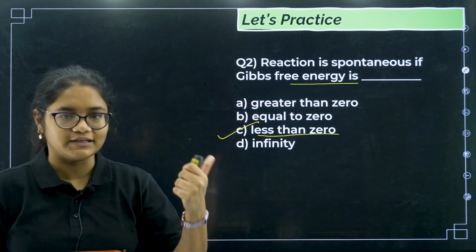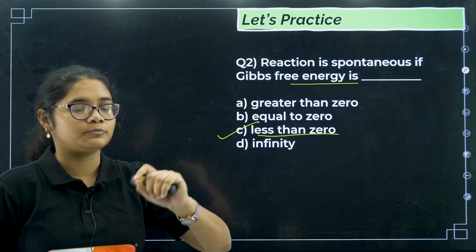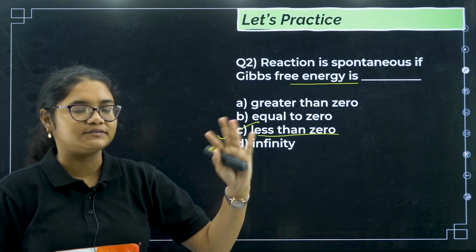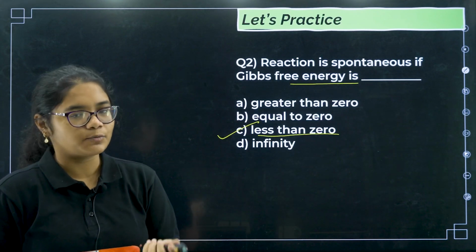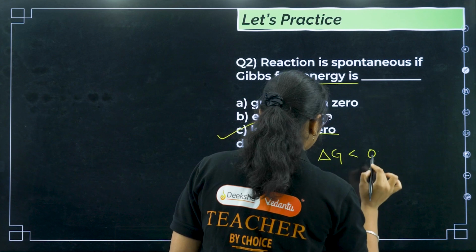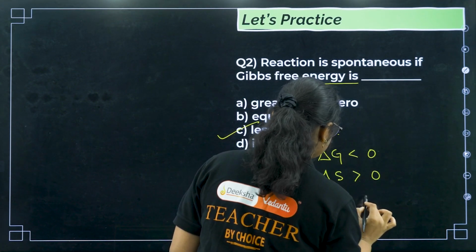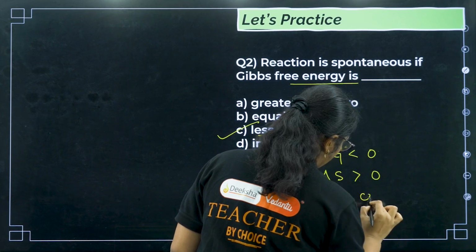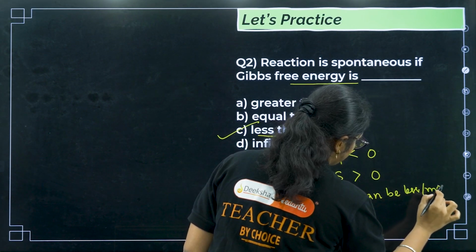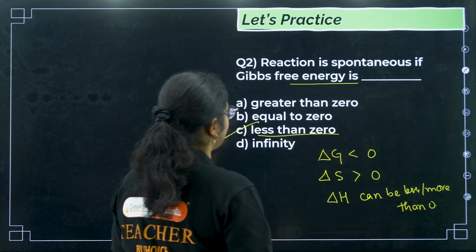Gibbs free energy should be less than 0 for a reaction to be spontaneous. Delta S, entropy, should be greater than 0 for a reaction to be spontaneous. Enthalpy can be both positive or negative for a reaction to be spontaneous. So what I am saying: delta G should be less than 0, delta S should be greater than 0, and delta H can be less or more than 0. It can be both positive and negative.